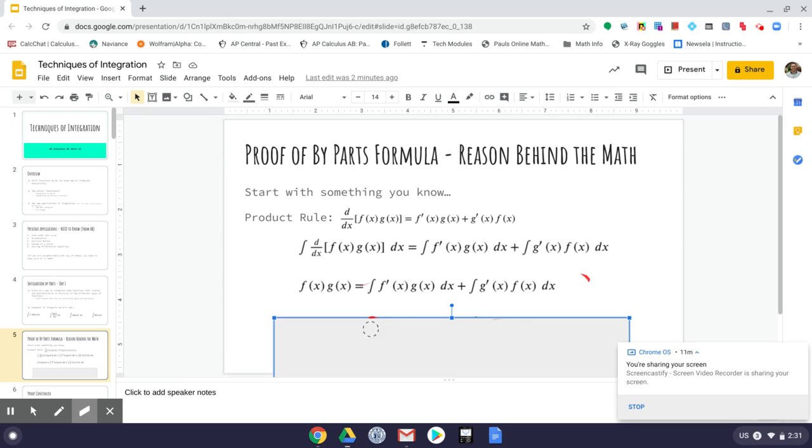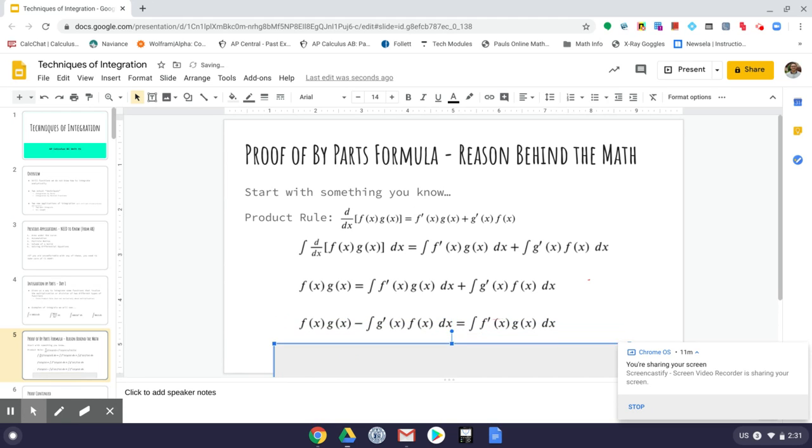And the answer is yes. Let me get rid of this stuff real quick. If I subtract the second part, g prime of x times f of x, over to the left-hand side, now I've got f of x g of x minus the integral of g prime f of x dx equals the integral of f prime of x g of x.